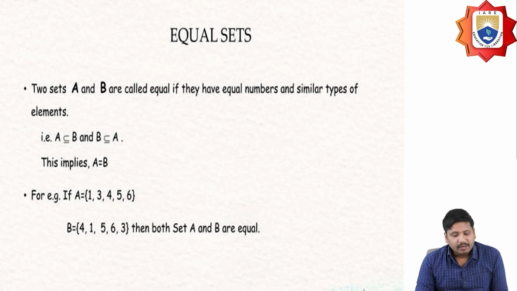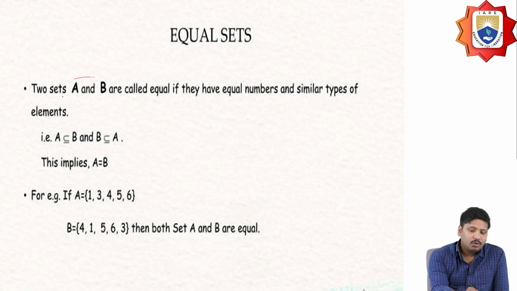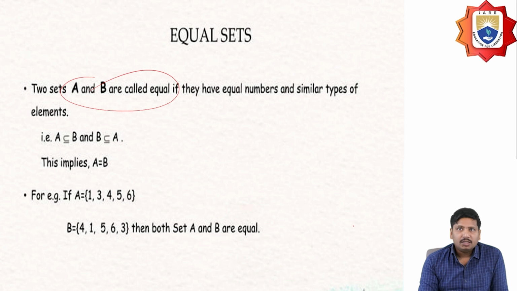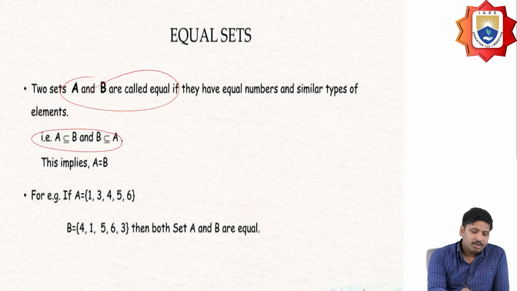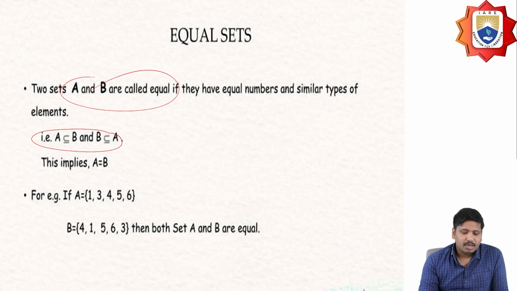And the next one is equal sets. Equal sets are nothing but two sets that are going to be equal if they have equal numbers and similar types of elements. So A is a subset of B and B is a subset of A. That implies A equal to B.